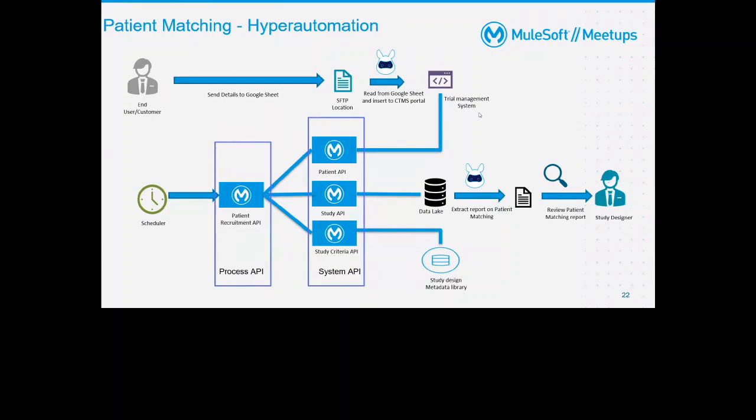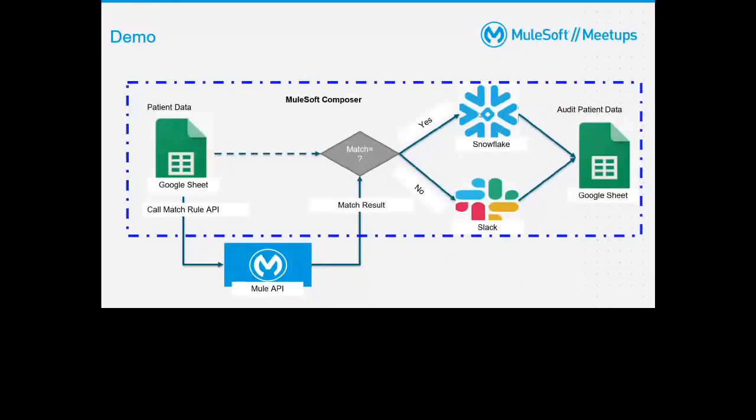So this is just to give an idea of how hyper automation can be implemented in an end-to-end business process flow. And the demo I'm going to show you right now is just a POC kind of thing, where we have a Google Sheet and I can enter some patient data.